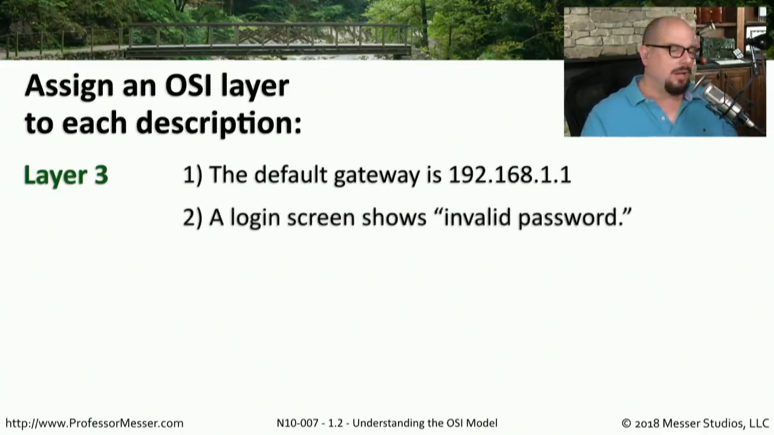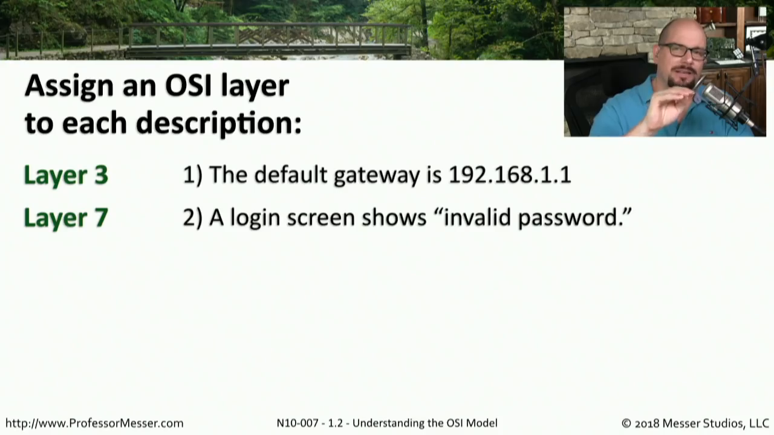Number two is a login screen shows invalid password. Now, already looking at a login screen, we must be running some type of application, some type of front end. It's showing us a message on the screen. It's getting to our eyeballs. Therefore, it's an application issue, OSI layer 7. So that's one where you have this conglomeration of layers. The layers 5, 6, and 7 are kind of blended together. But anytime we're seeing something on the screen as a human, then it is a layer 7 issue. So you can think of it that way.